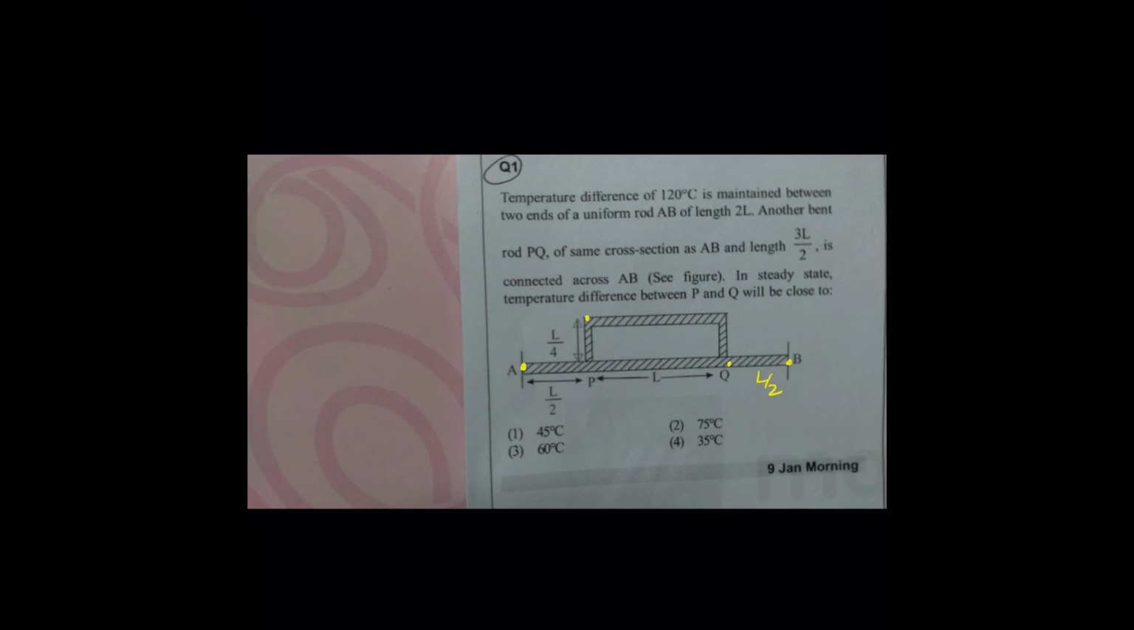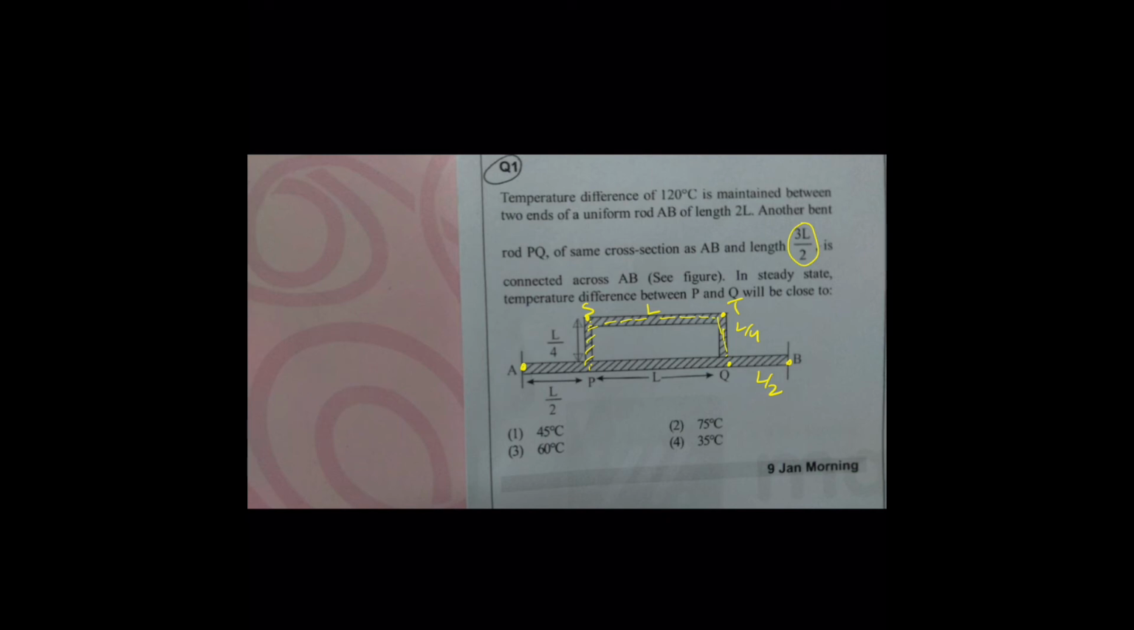And let's name this point as S and this point as T. So I can write if SP is L by 4, so by symmetry it is also equal to L by 4 only. And by the same logic, ST should be equal to L. And another bent rod PQ. So this is the bent part PQ. Okay. And its entire length is 3L by 2.